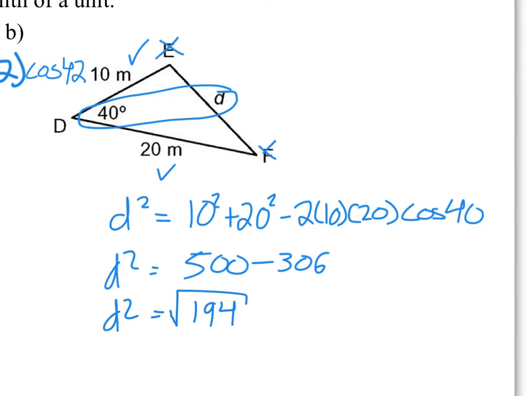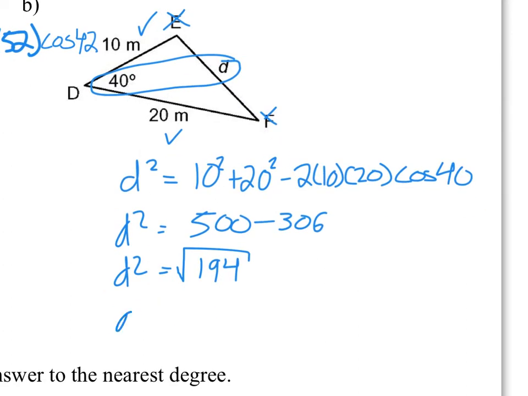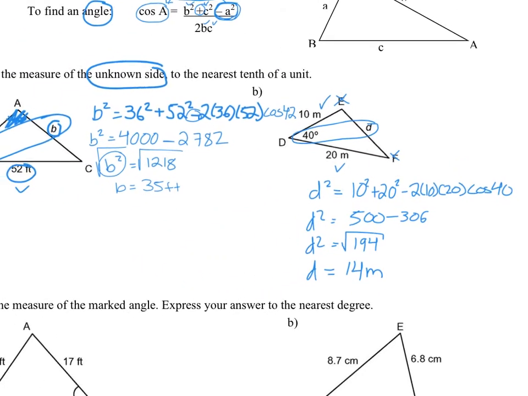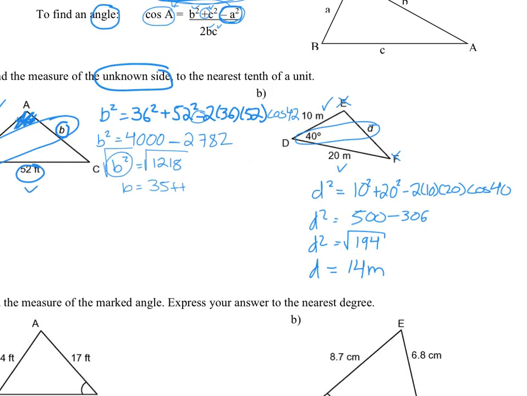Do 10 squared plus 20 squared, which is 500. Do 2 times 10 times 20 times cos 40, which is 306. Subtract them. Then square root that 194, and you'll end up with the length being 14 meters. Okay, so that's how we're going to do side length. Those are our two examples for side length for cosine law.